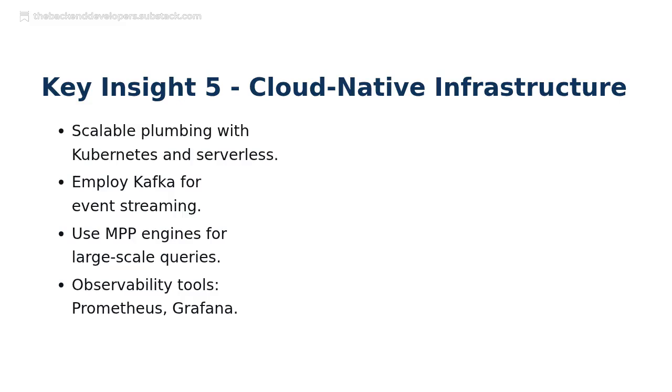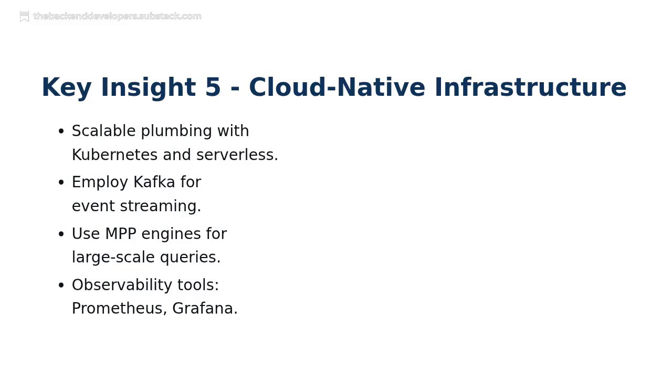Mermaid graph TD: A, Cloud-native infrastructure; B, Kubernetes and serverless; C, Kafka for event streaming; D, MPP engines; E, Observability tools; B to F, Scalability; C to G, Real-time data flow; D to H, Efficient query processing; E to I, Monitoring and metrics.